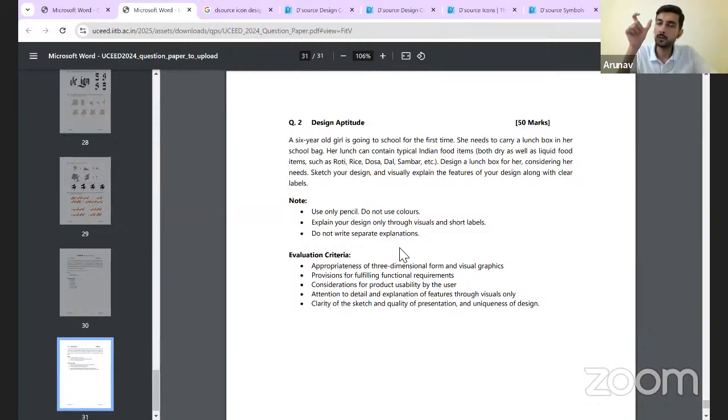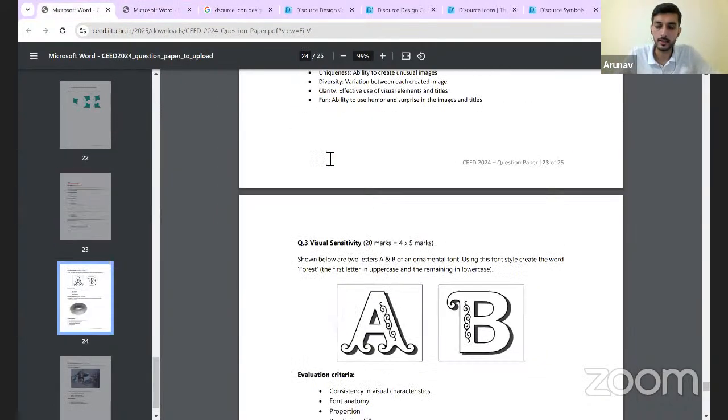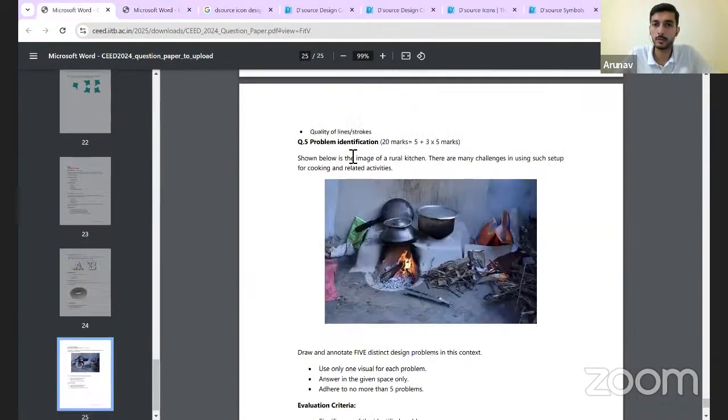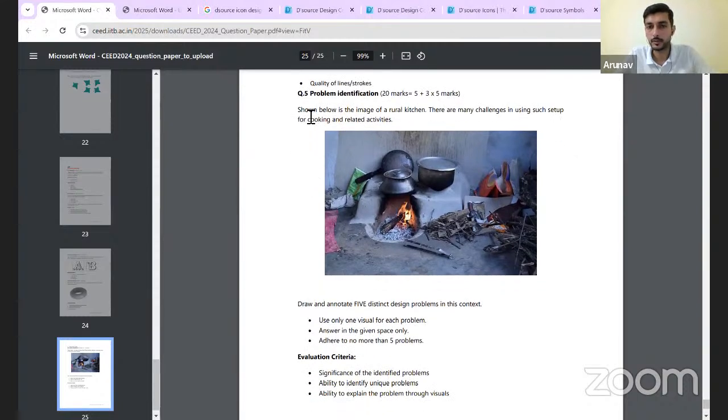But if you look at design aptitude at the basic level, it is always about one thing, which is problem solving. So how they ask problem solving, it can be myriad ways, it can be multiple ways through which they can ask this. For example, the fifth question in CEED is also on problem identification. If you see, for example, shown below is the image of a rural kitchen.